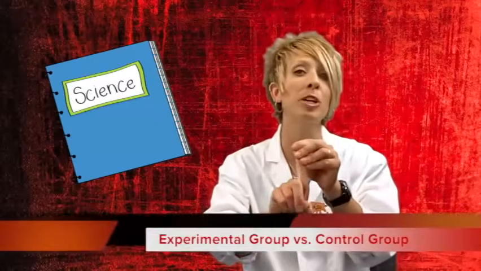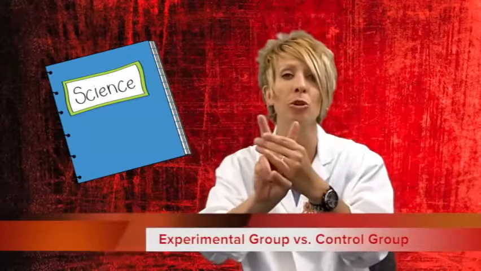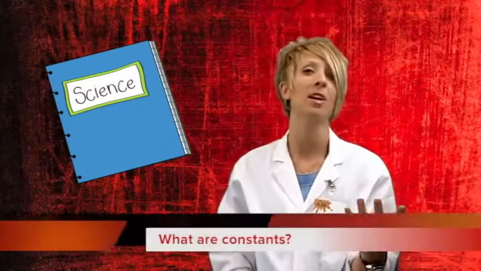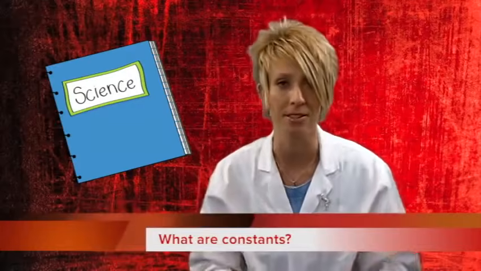All right, guys, so in your lab journal tonight, here's what I need you to write down. What's an experimental group and a control group? And what's the difference between the two? What's an independent variable? What's a dependent variable? What's the difference between those two? And lastly, but of course not leastly, what are constants? Because I'm going to constantly be bugging you if you don't get this assignment done.